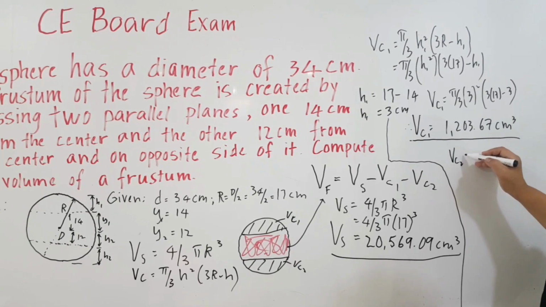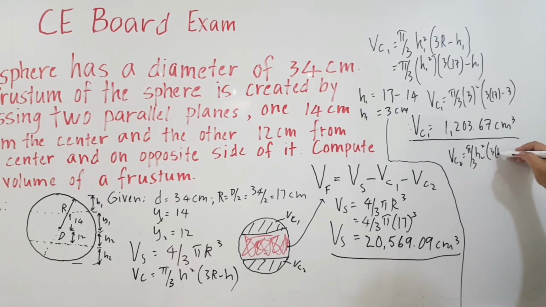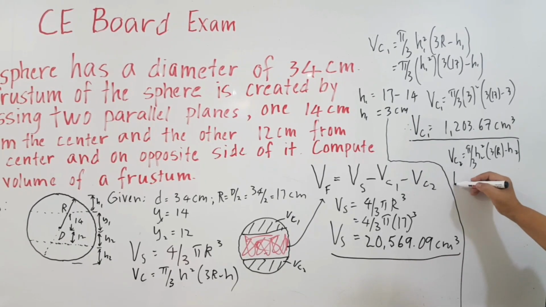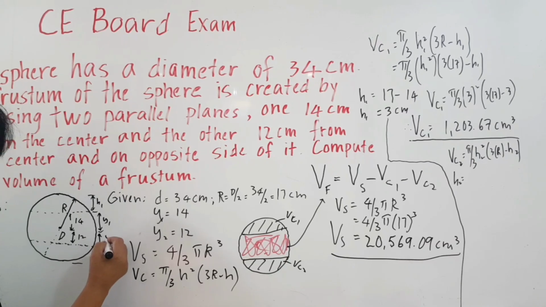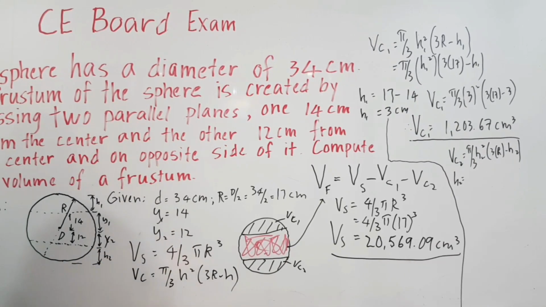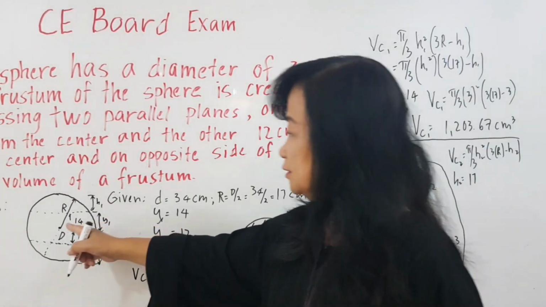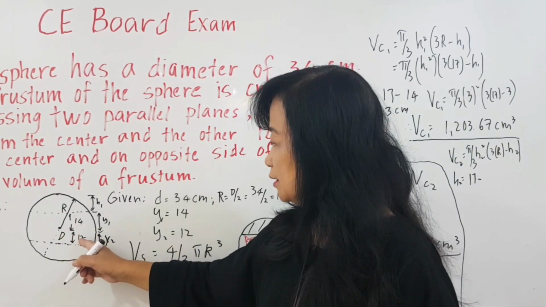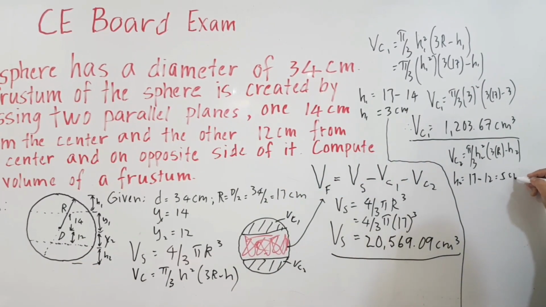So solving the volume of cup 2, VC2 is equal to pi over 3 times h2 squared times 3 times the radius minus h2. Before we can proceed, we have to find first h2, since the radius is 17 minus the y2, which is equal to 12. So h2 is equal to the radius 17 minus 12, because we are now on the second spherical cup, which is this one. Therefore it's equal to 5 centimeter.